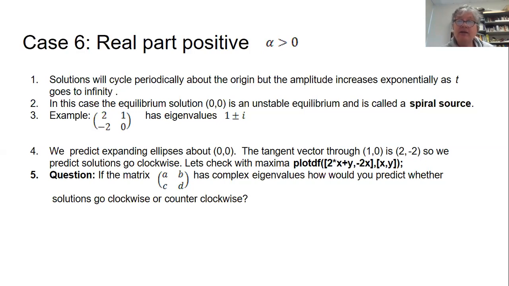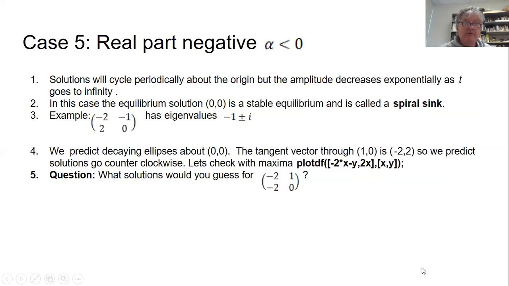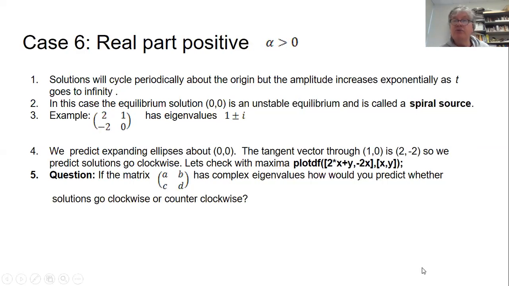And so I took the matrix from before, right? Before I had minus 2, 0 being the diagonal. Here I've got 2, 0 being the diagonal. What that changes is that the real part changes from minus 1 to 1. So again, this time we're multiplying by e to the t, and we've got sines and cosines. Okay. So we're going to predict expanding ellipses about the origin.